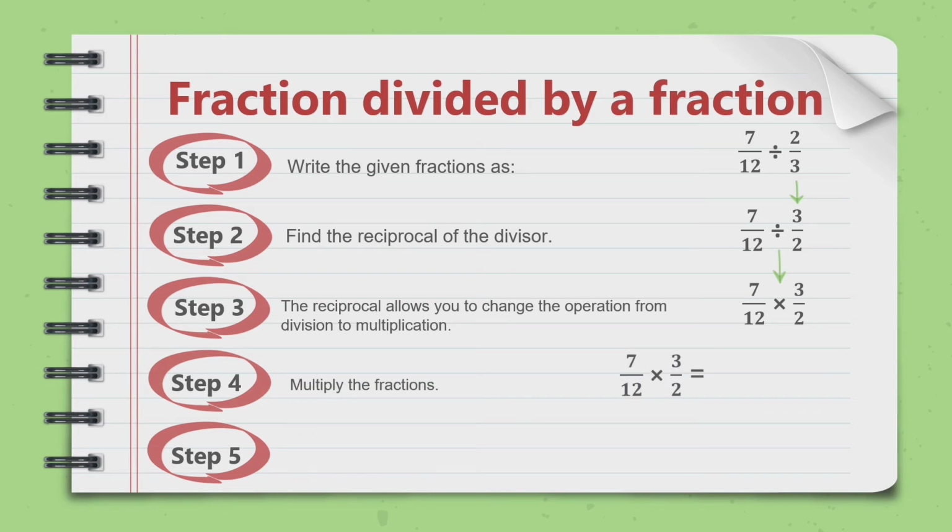So 7 times 3, 21. 12 times 2, 24. And simplify the answer. Write the answer in simplest form. So from 21 over 24, think of a number that is divisible to both 21 and 24. What is that number? Okay, so it's 3. 21 divided by 3, 7. 24 divided by 3, 8. So the answer is 7 over 8.